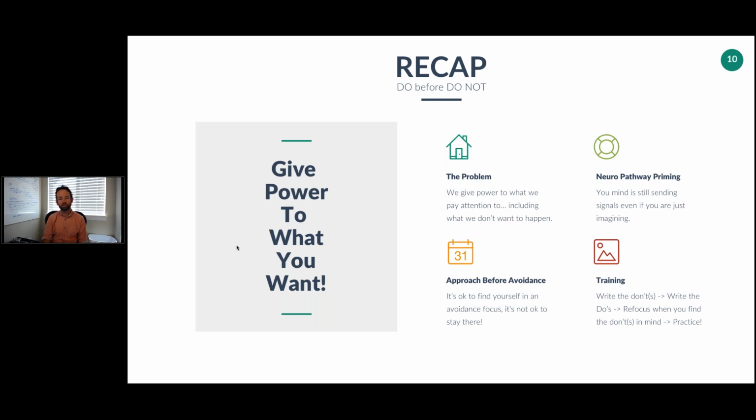And lastly, do the training, completing this challenge on a weekly basis. You're going to get better and better and better at it as you continue to do it, but it's something that you need to do on a weekly or even a daily basis.